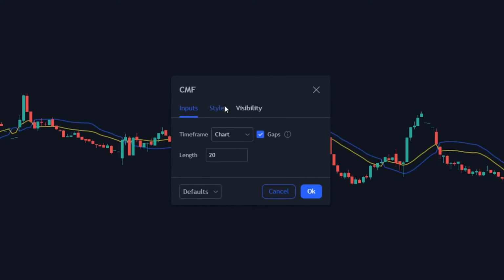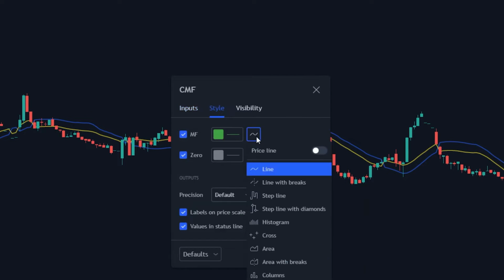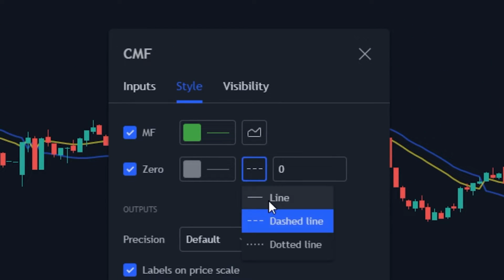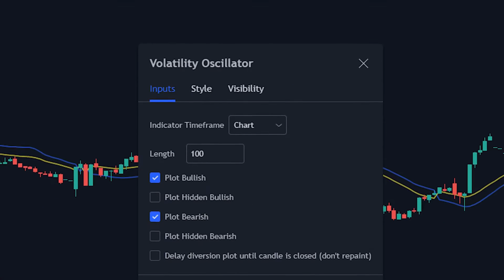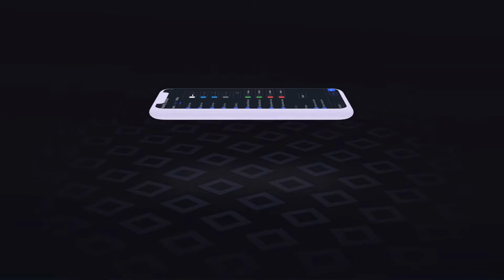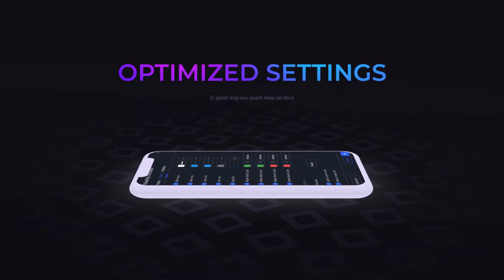Next, go to the settings of the Chaikin Money Flow indicator. You can keep these inputs at default. Just go to the style tab, change it from line to area. Then I'm also going to change the zero line from a dotted line to a solid line. Then finally, you can keep the settings for the volatility oscillator at default. Then just like that, we have optimized our indicator settings for this strategy.